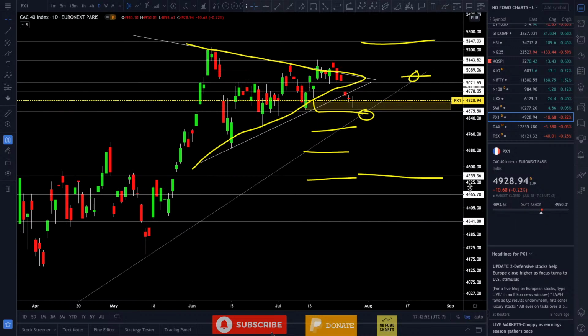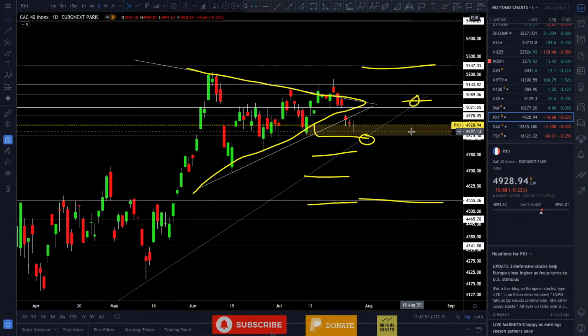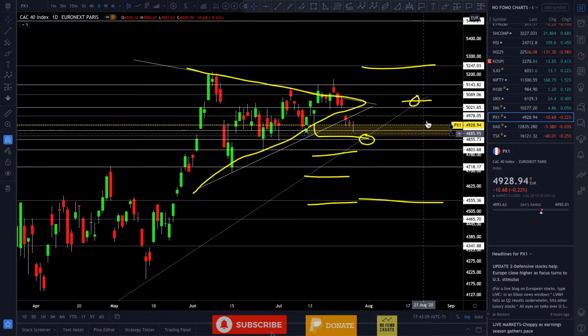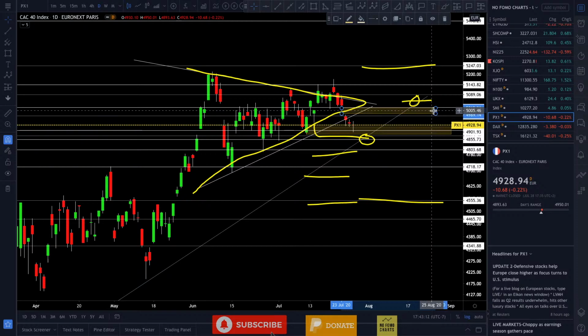Where are the targets? Support is still 4,893. Support 1, support 2, 4,855, 4,803, support 3, support 4, 4,718. Okay, we'll just leave those white lines for later. There's also a gap resistance above in the 4,900 upper 5,000 range.